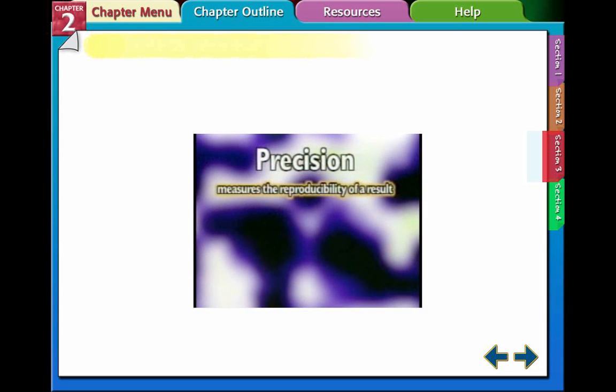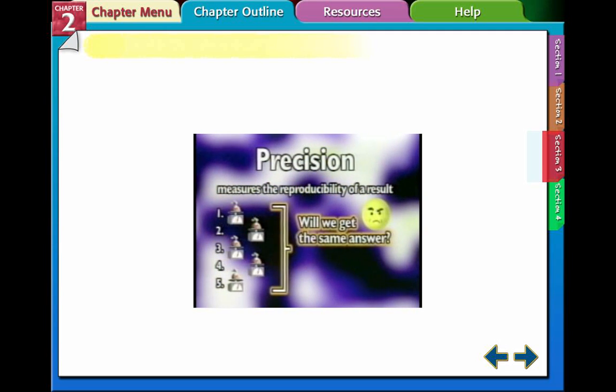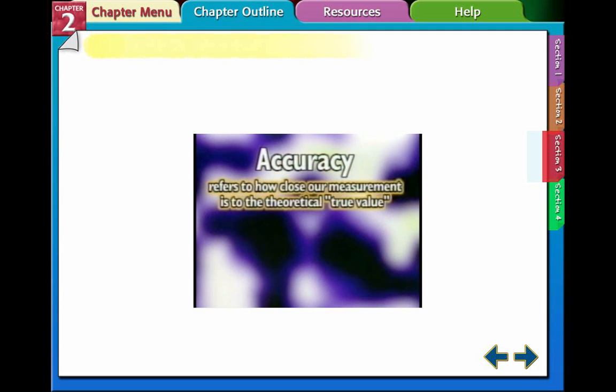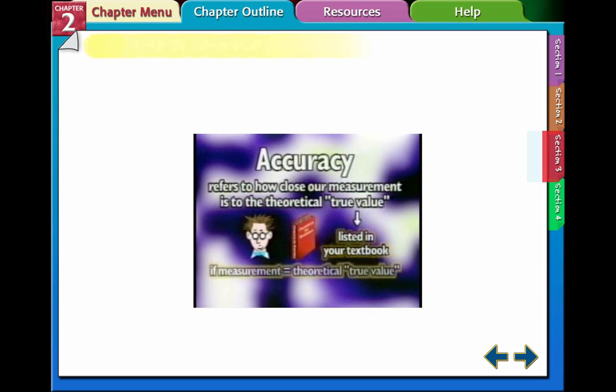Precision measures the reproducibility of a result. In other words, if we take the same measurement 5 times, will we get the same answer all 5 times? If we do, our results are precise. Accuracy refers to how close our measurement is to the theoretical true value. When I say true value, I mean the value determined by some brilliant chemist and listed in your textbook. If our measurement matches the theoretical true value, then the measurement is accurate.